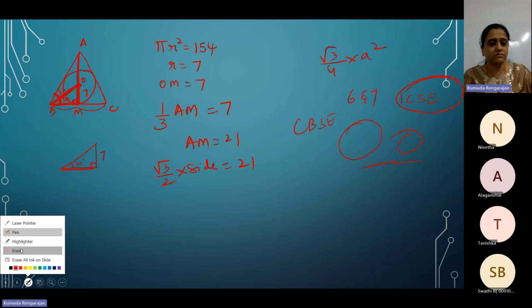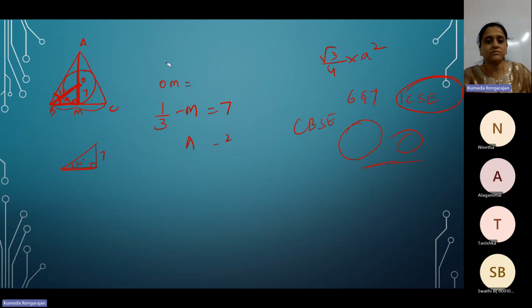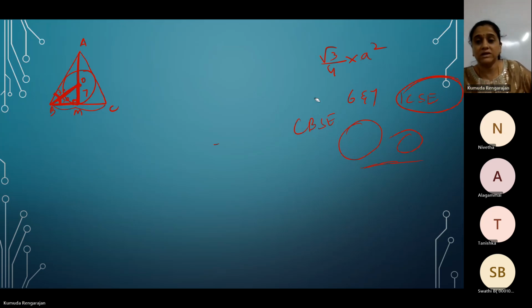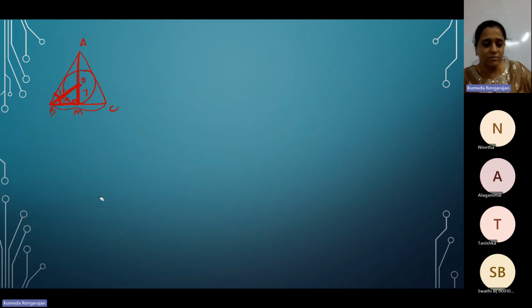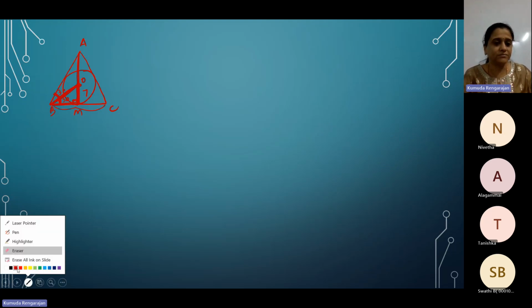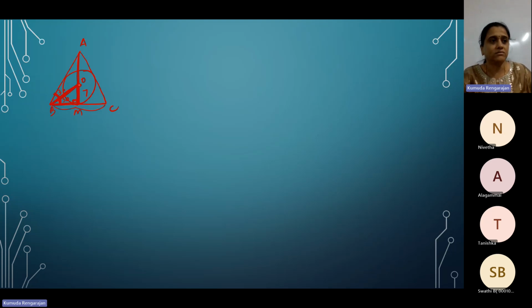I'll repeat this. This is using the property of the incenter. When you join the incenter to any vertex, that line segment will bisect that angle. O is the incenter. B is one of the vertices of the triangle. When you join OB, this angle is 60 degrees, and because you're joining the incenter to B, the angle is bisected. So 60 becomes 30, 30.